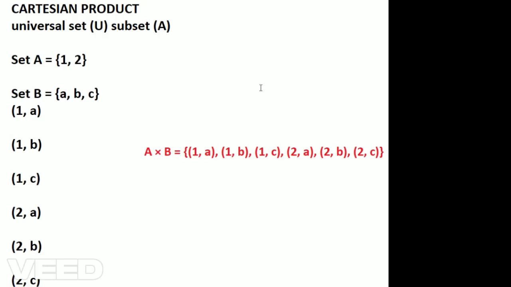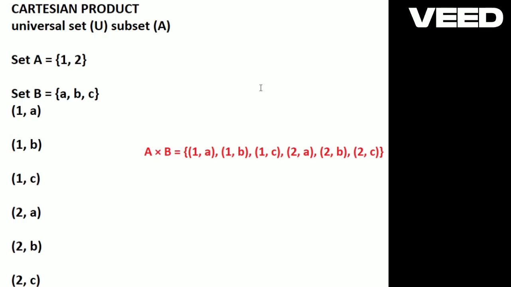Alright, let's try to understand the Cartesian product. Let's start with two sets. Set A is 1 and 2, and set B is A, B, and C. Now, the Cartesian product, denoted as A times B, is a set of all ordered pairs where the first element is from set A and the second element is from set B. So let's compute A times B. We take each element from set A and pair it with every element in set B. So therefore, the Cartesian product A times B is 1A, 1B, 1C, 2A, 2B, 2C.